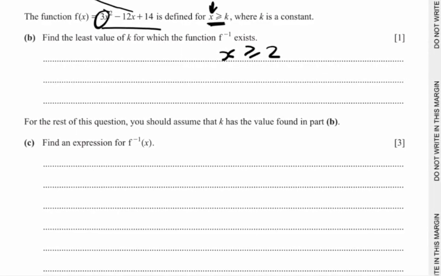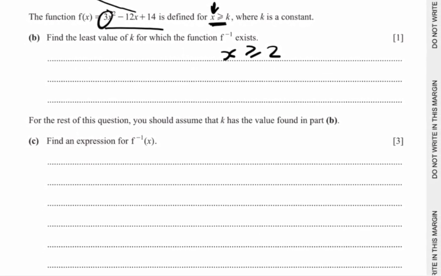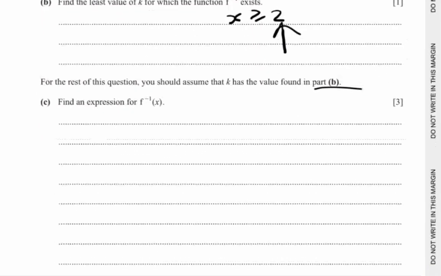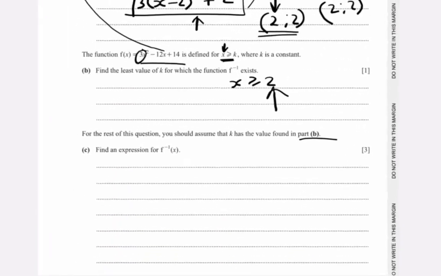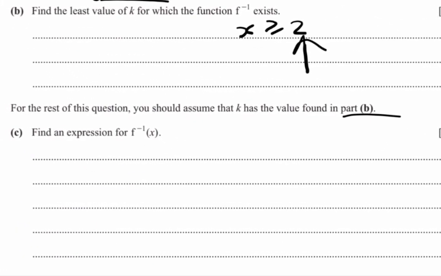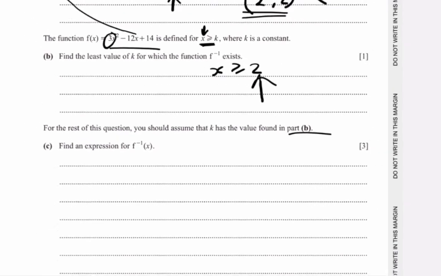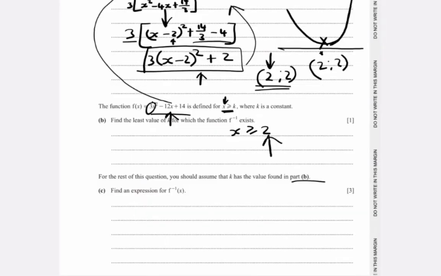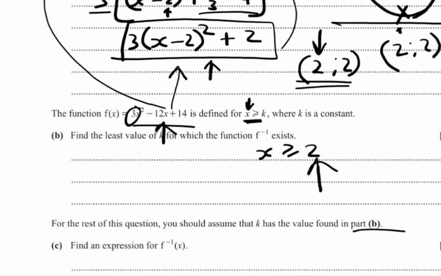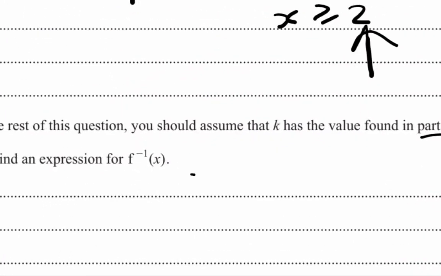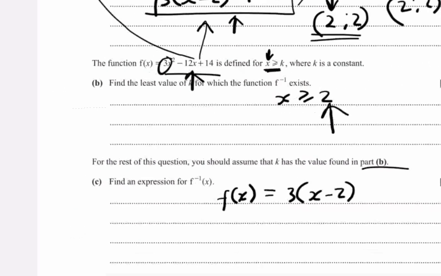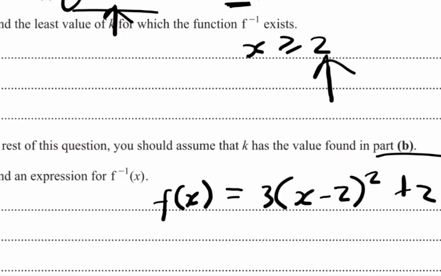And it says for the rest of this question, you should assume that k is the value that you found in part B, which is 2. So it says find the expression for the inverse of that. So instead of using this, I'm just going to use the completed square form, right? So I know my f of x is equal to 3(x minus 2) squared plus 2.